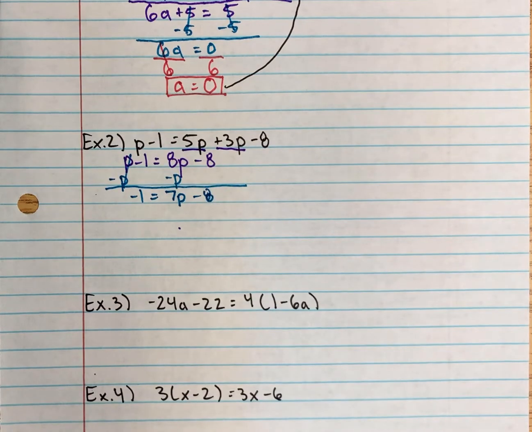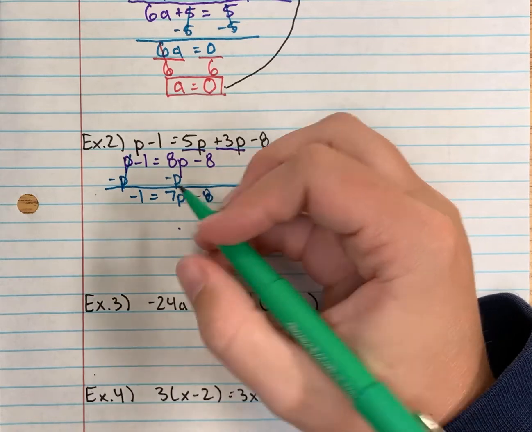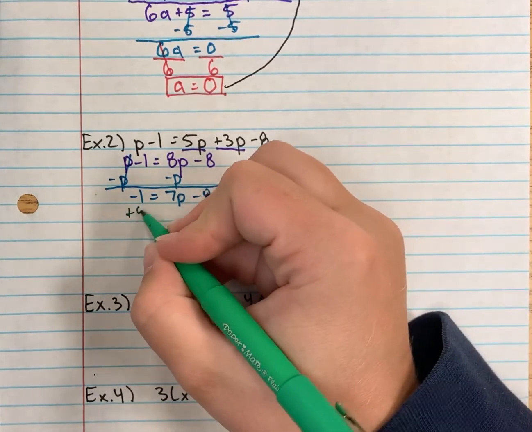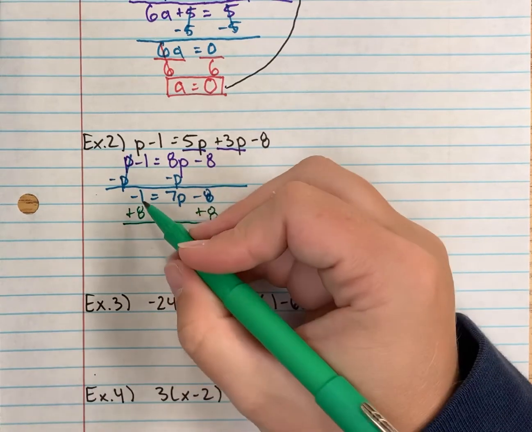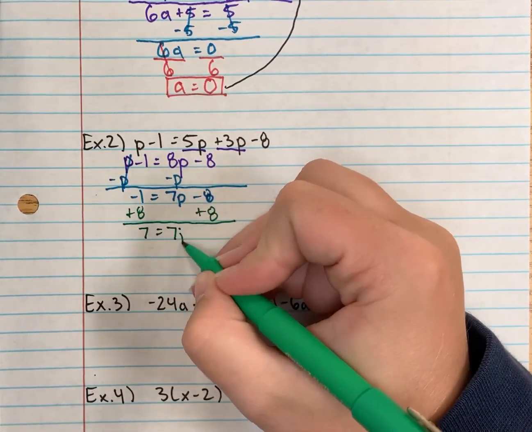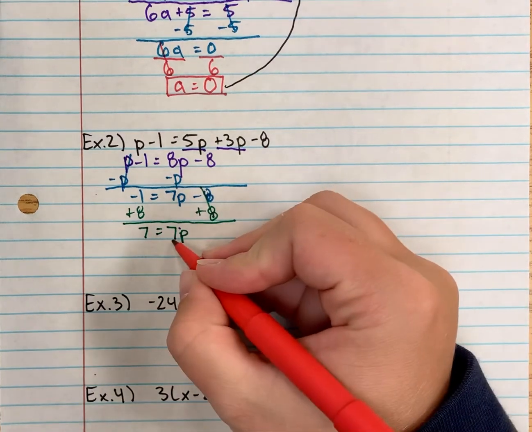Okay, so now once again, you're down to just a normal two-step equation. So from here, you're going to want to add this 8 to both sides because it's a negative 8, so you want to add 8 to both sides. Negative 1 plus 8 is 7 equals 7p because these cancel. And then last but not least, you want to divide both sides by 7.